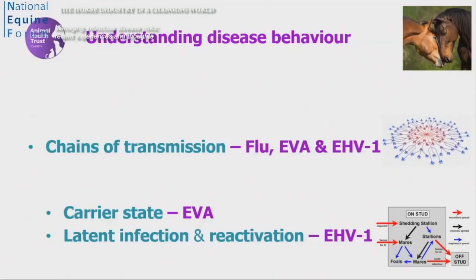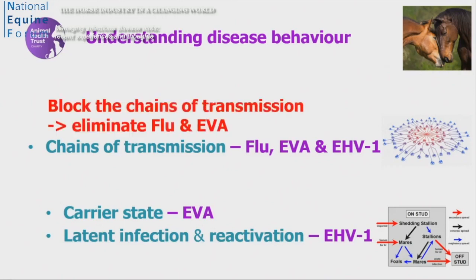So in terms of chains of transmission, the three diseases that I'll touch on, flu, equine viral arteritis and equine herpes virus, all will transmit through chains of transmission, and we need to focus on that. The carrier state is very relevant to EVA, and the latent infection, the herpes virus, the cold sore equivalent of the horse, if you like, has this latency as a strategy to survive.